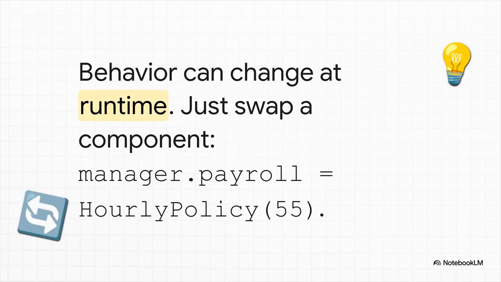And here is the real magic. With composition, you can change an object's behavior at runtime. So imagine a manager who is on salary switches over to an hourly contract. In that old inheritance system, that's a huge pain. You might have to create a whole new object. But with composition, look at that. It's just one line of code. You just swap out the salary policy object for a new hourly policy one. Done. The employee object itself didn't change at all, just one of its components.